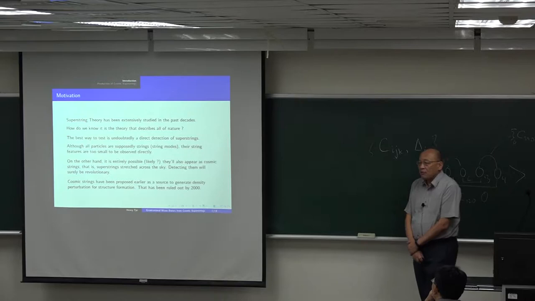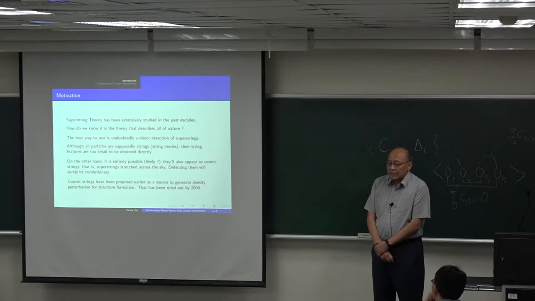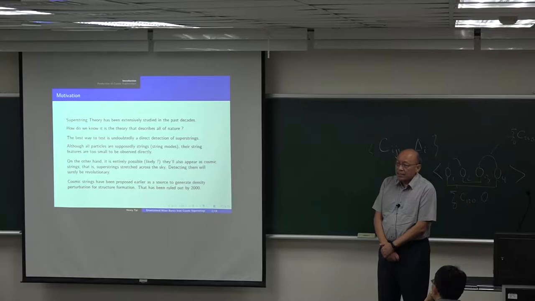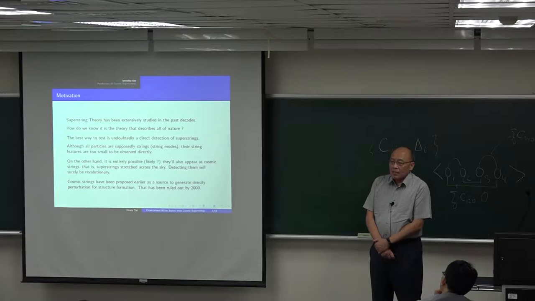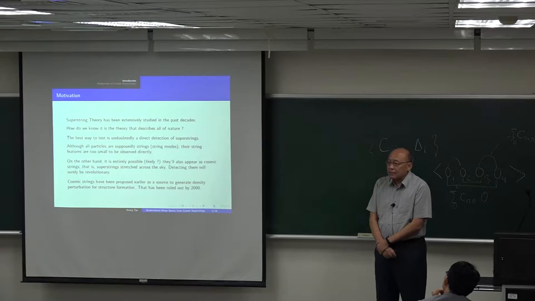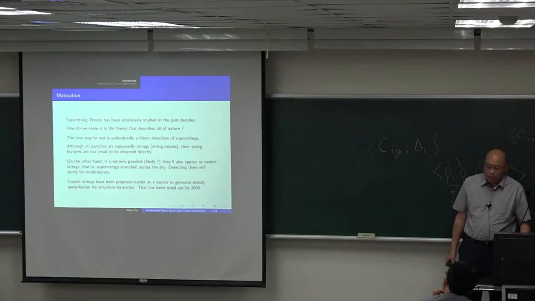the cosmic microwave background measurement with acoustic peaks blew that out, because this production of density perturbation is active and there are no acoustic peaks. And so that whole field sort of died by the year 2000. Now, cosmic superstrings come along in a way that avoids the observational problems of cosmic strings, and yet I think we still have a very good chance to measure them. So I will go over the overall picture.